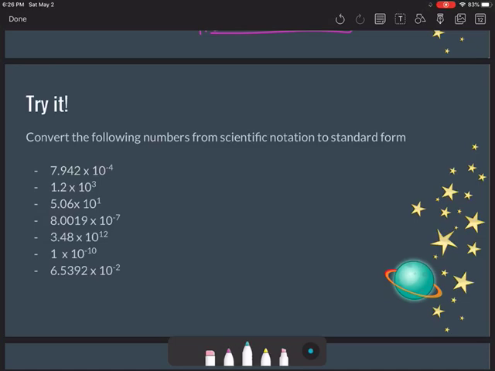Alright, we have a couple examples that we're going to do together. So our first one here is 7.942 times 10 to the negative 4. My exponent is negative, which means I should end up with a smaller number. So I'm going to be moving my decimal to the left. How many times am I going to do that? I'm moving it over 4 times. So I'm going to go 1, 2, 3, 4. Here's my new decimal. And I'm going to fill in the spots with 0. So I will end up with 0.000792.